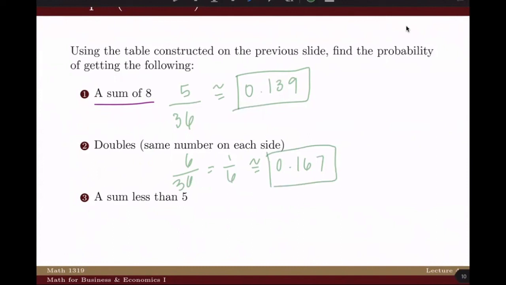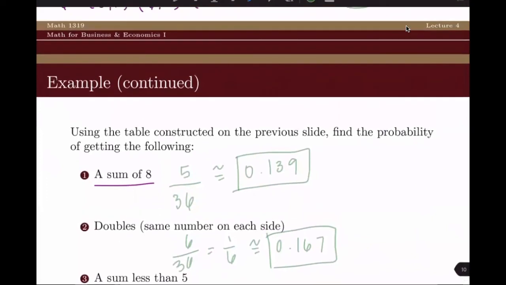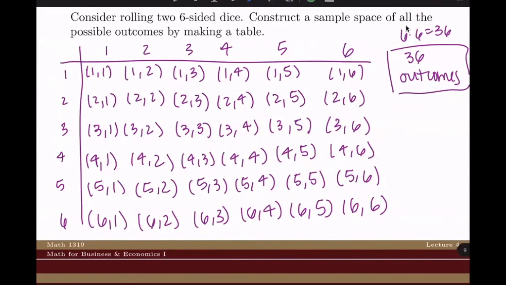Lastly, we want to figure out the probability of getting a sum less than 5. So I want to figure out what two numbers add together to get a number specifically less than 5 and not equal to 5. So I'm going to start with 1. 1 plus 1 is 2, so this one will work. 2 plus 1 is 3, so this one will work, which means 1 plus 2 will also work. 3 plus 1 is 4, so this one will work, which means 1 plus 3 will also work.